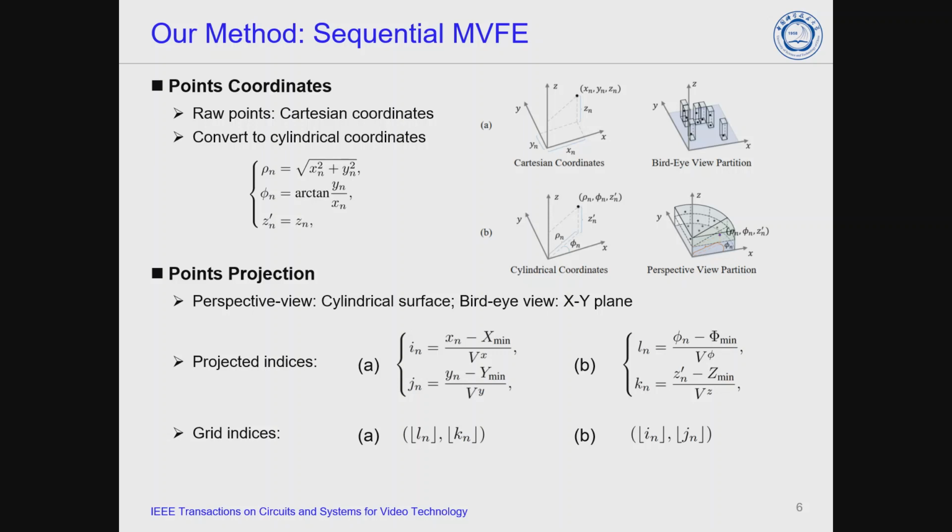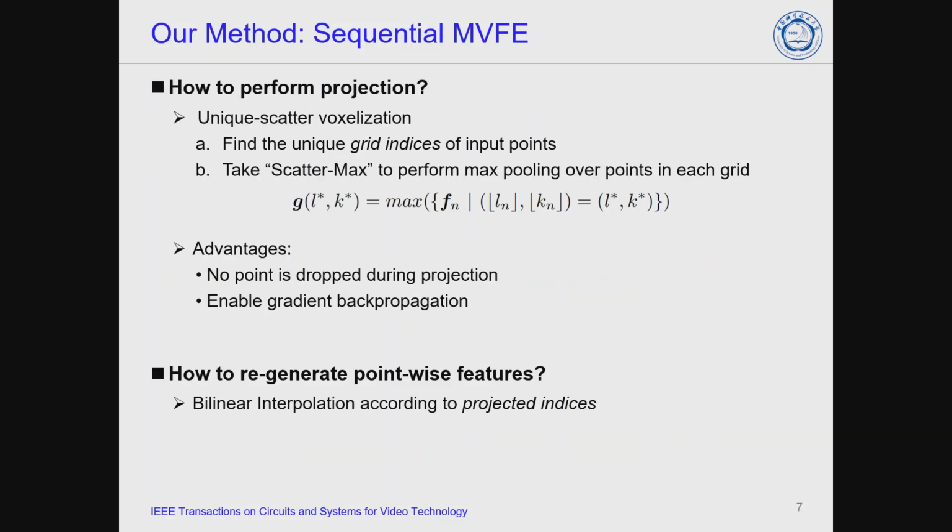Note that there are two groups of indices here. One is projected indices and the other is grid indices. The projected indices are computed by subtracting the low range and dividing by the grid size. The grid indices are obtained by rounding the projected indices down. We use the unique scatter voxelization to perform points projection. We first find the unique grid indices. And then we take the scatter max operation to perform max pooling over the points in each grid.